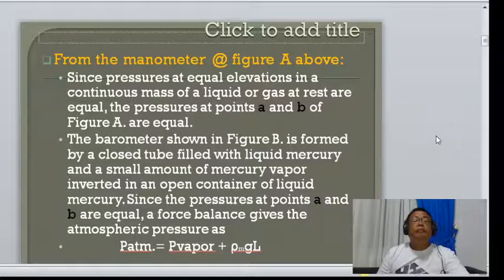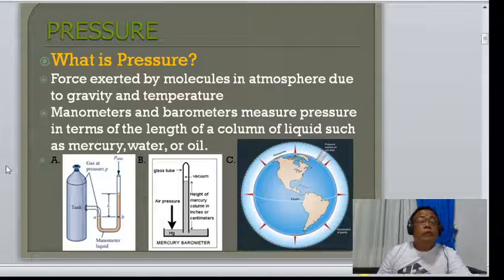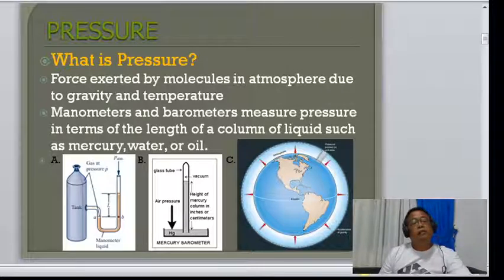From the figure as shown in A, we will notice that there are two points A and B at the same elevation. Meaning, at these two points A and B, the pressures are equal. Of course, the pressure at A and at B, at the same elevation, have the same pressure.